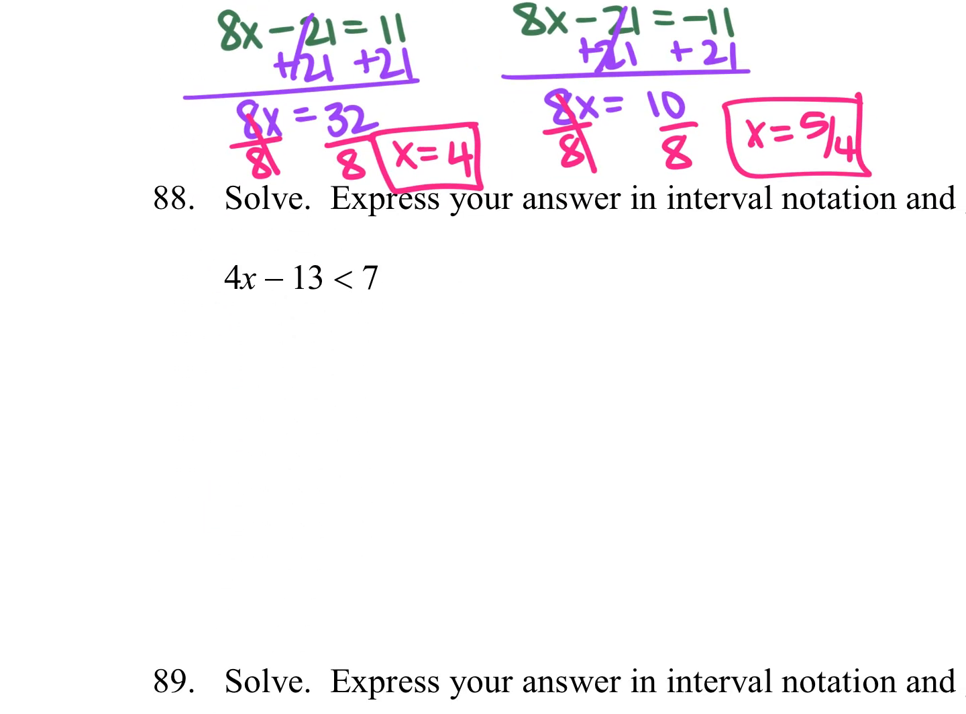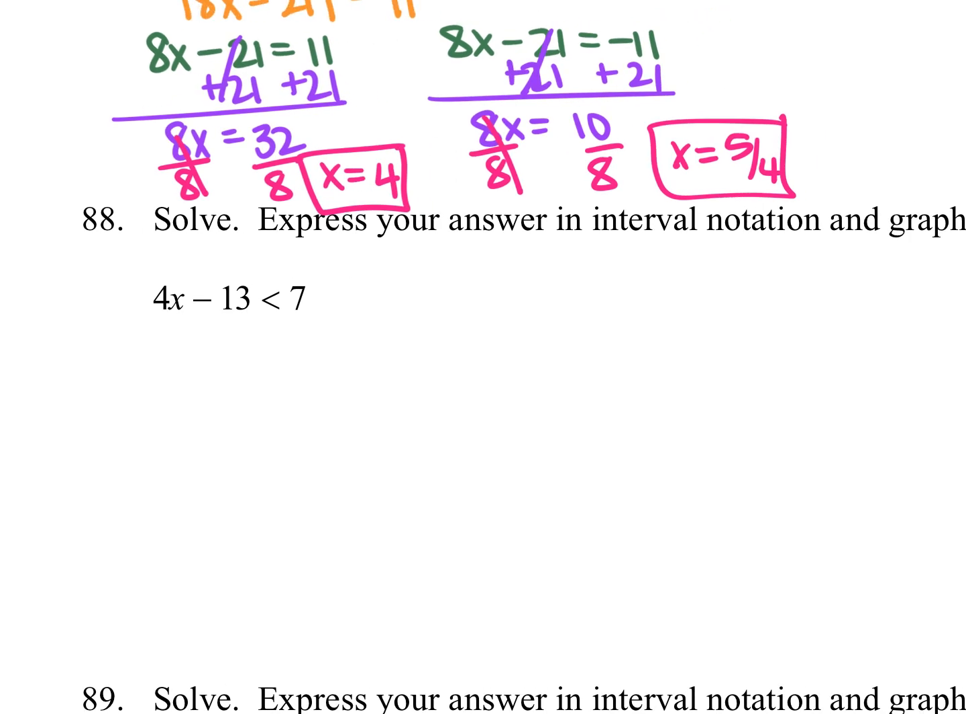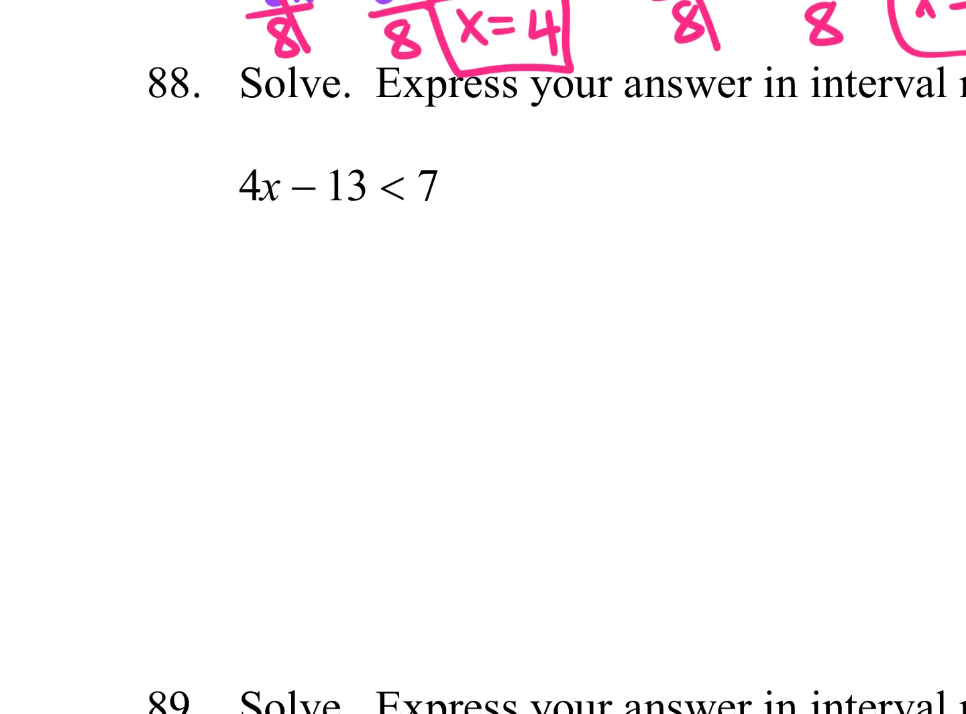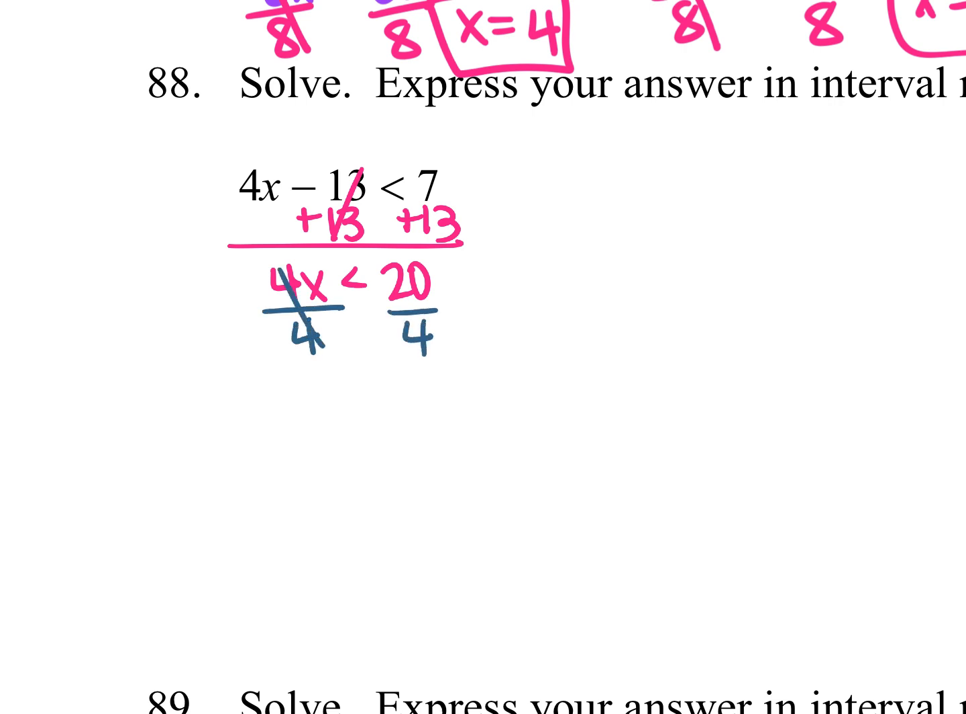For 88, you're solving the absolute value inequality and, just solving the inequality, stating your answer in interval notation, and graphing it. For 88, we have 4x minus 13 is less than 7. We move the 13 over first. We get 4x is less than 20. We divide each side by 4, and we get that x is less than 5.